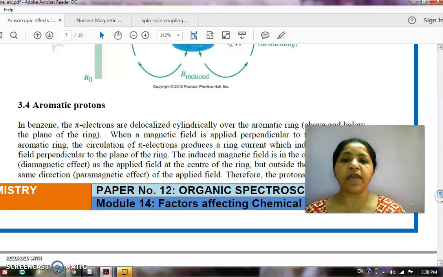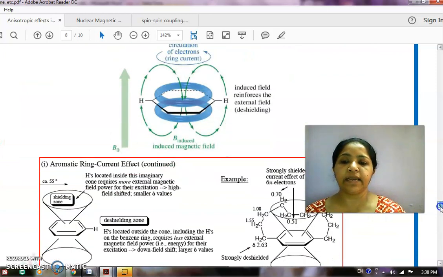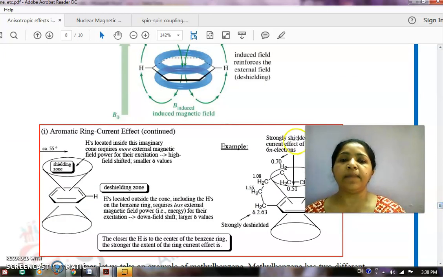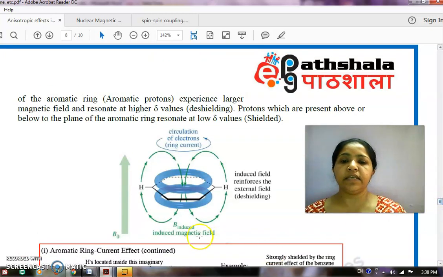Now the same is true for aromatic protons, with a little difference. Just see this diagram. Here you have the applied magnetic field. This is the plane, the plane of the electrons. Now this is resonating in the direction perpendicular to the direction of electrons.